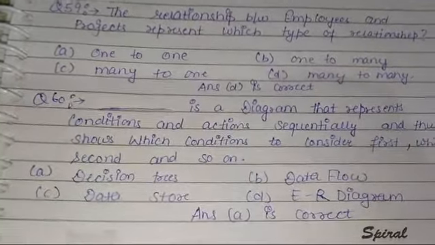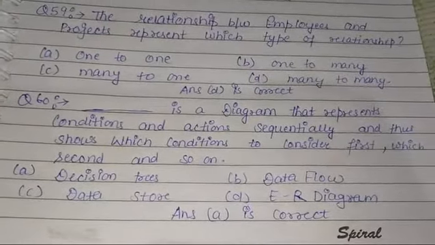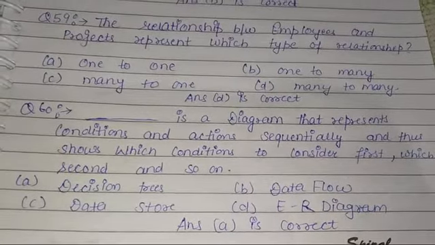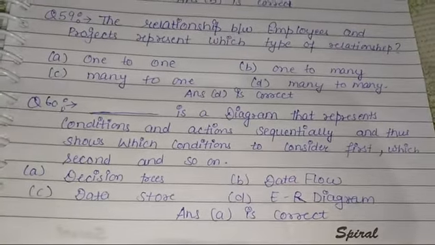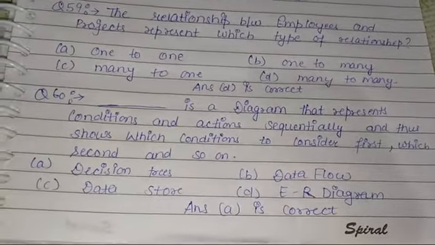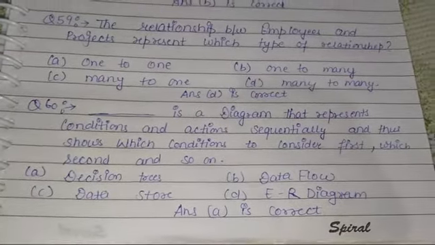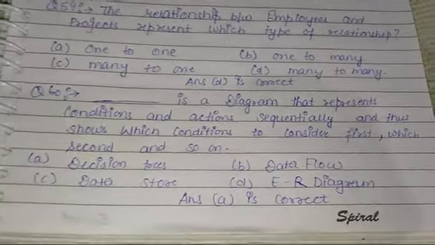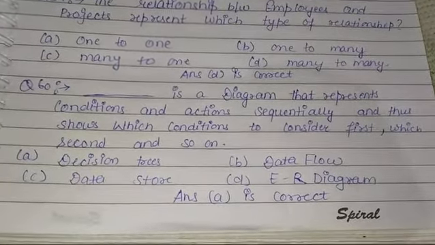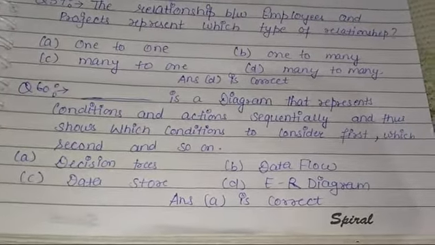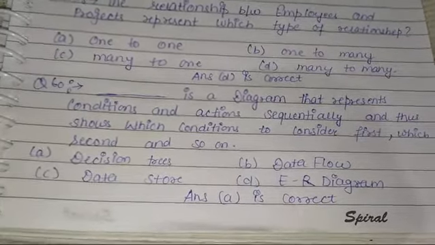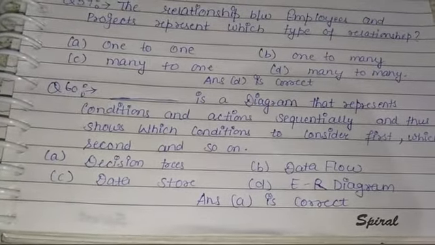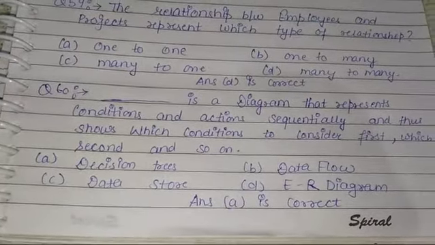Okay. Question 60. Dash is a diagram that represents condition and action sequentially and thus shows which condition to consider first and which second and so on. A. decision tree, B. data flow, C. data store, D. ER diagram. So it is the definition of decision tree. Okay. Note: ER diagram is written in the options, but don't think it will be the definition of ER diagram. This structure is the definition of decision tree. Okay, answer A is the correct answer.